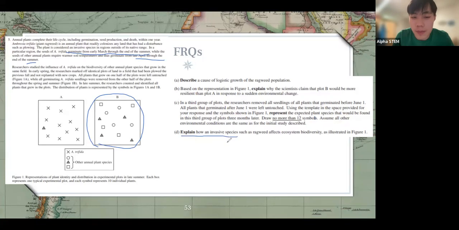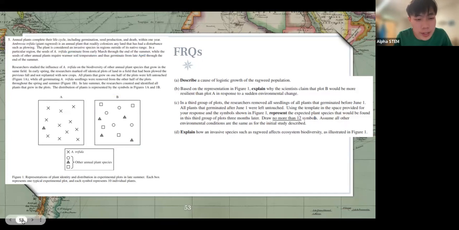And then finally, D says, explain how invasive species such as ragweed affects ecosystem biodiversity as illustrated in figure 1. For this, we have to talk about how invasive species outcompete other species, specifically because they don't have any predators or anything to keep them in check. And therefore, they outcompete other species and thus decrease ecosystem biodiversity.